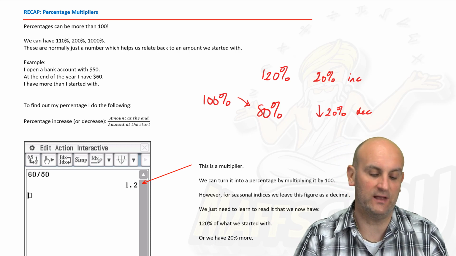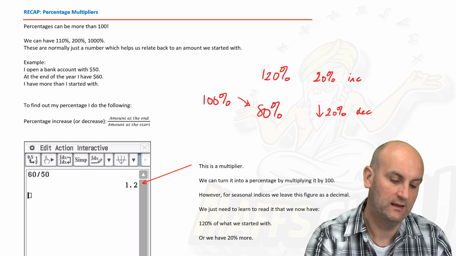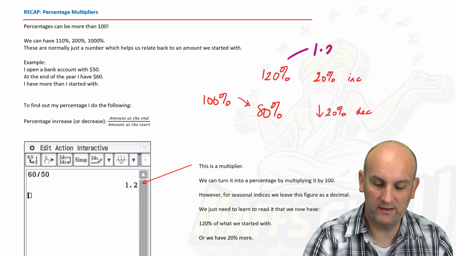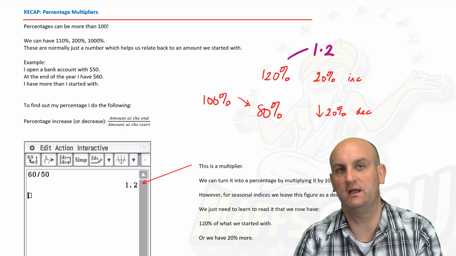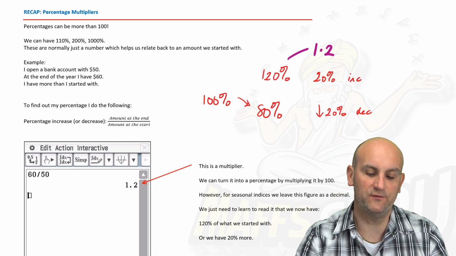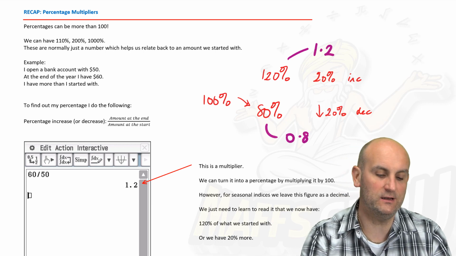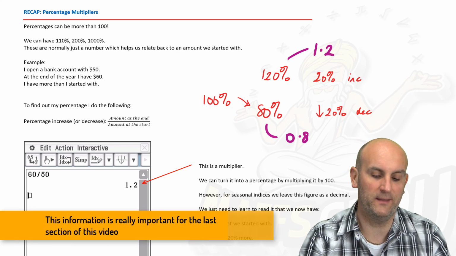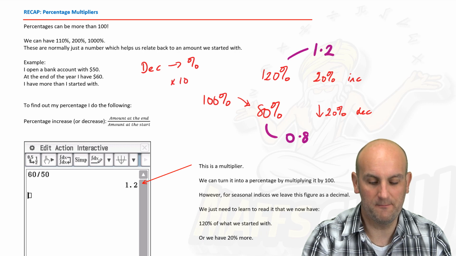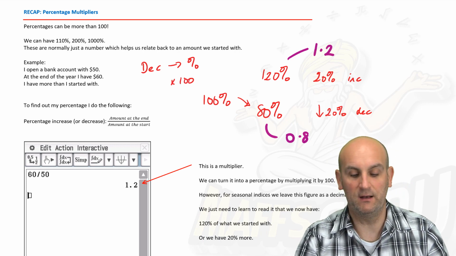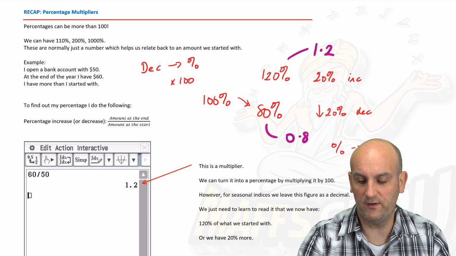Now, actually, as it turns out, we can also write percentages as multipliers. So 120% can actually be written as 1.2 as a multiplier. So if I want to make things bigger by 20%, I can multiply it by 1.2. Likewise, if I want to make something 20% smaller, I can multiply it by 0.8. How do we do that? Well, ultimately, to go from a decimal to a percentage, I simply multiply by 100. And likewise, to go from a percentage to a decimal, I divide by 100.